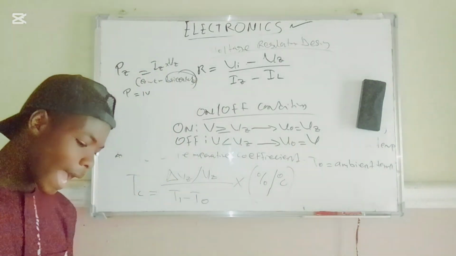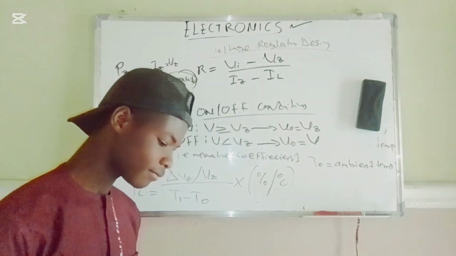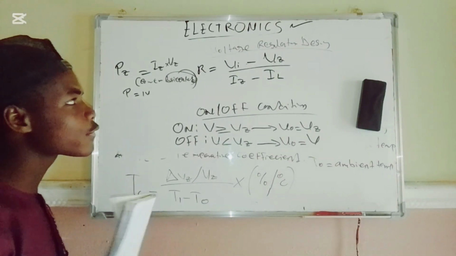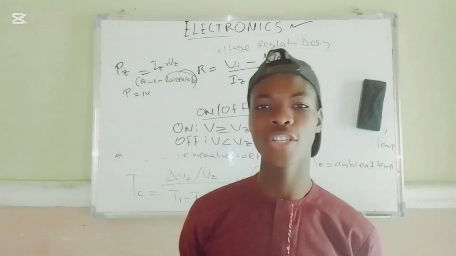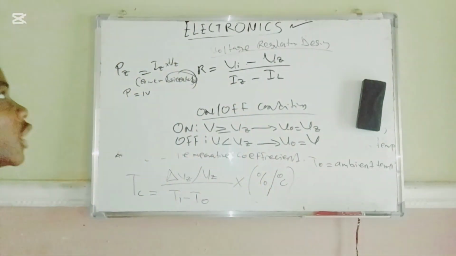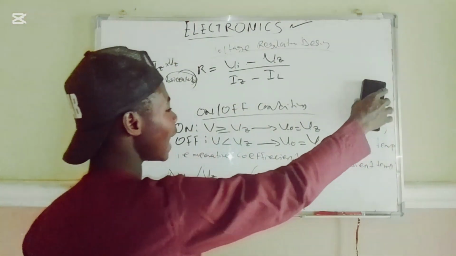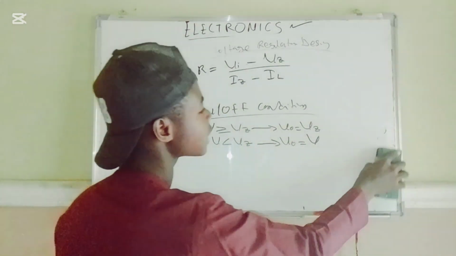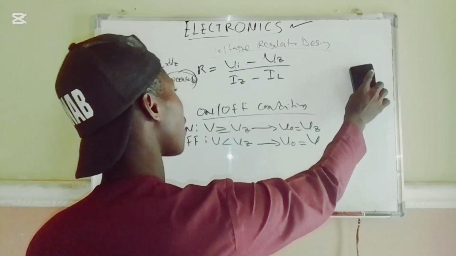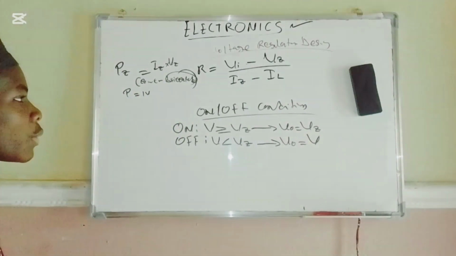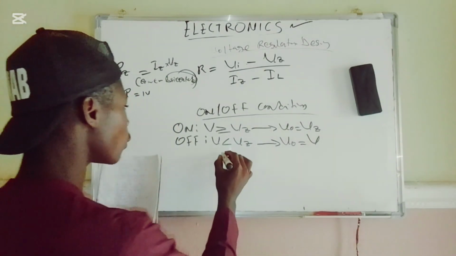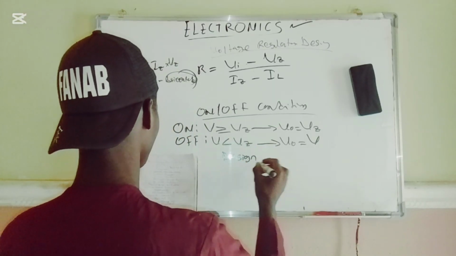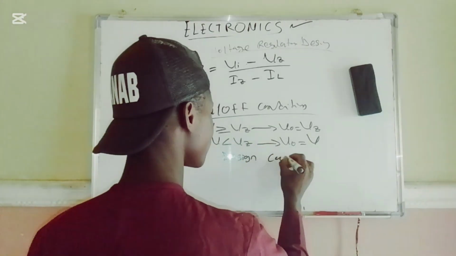The next thing I have here is the design cases. All these formulas are important because you might need them in calculations under electronics. This is the first part of electronics. The second part talks about the power supply and the rest. So we have the design cases.